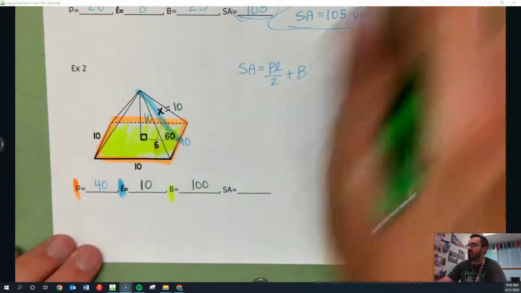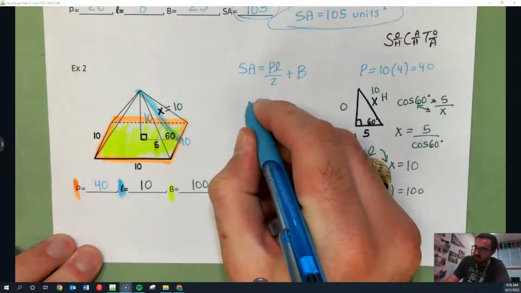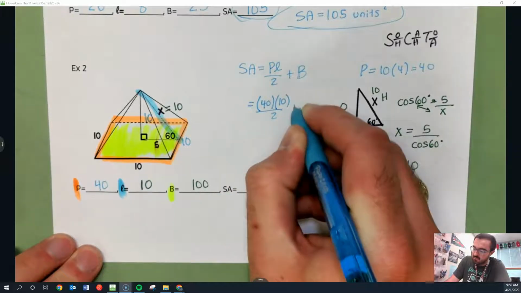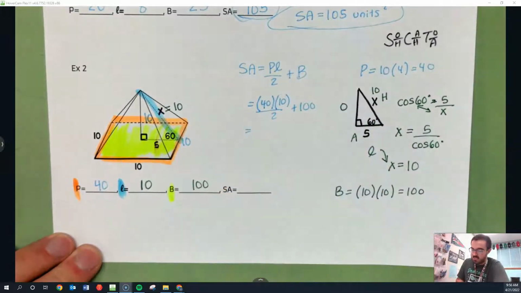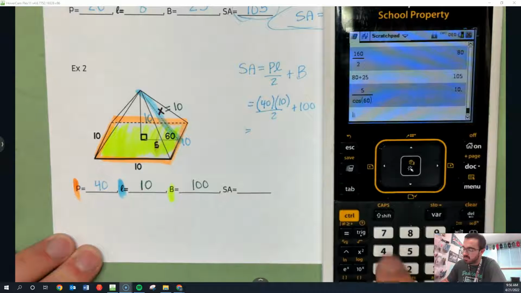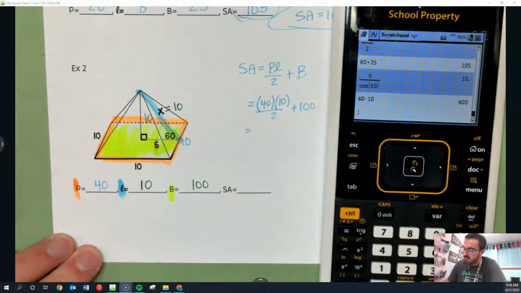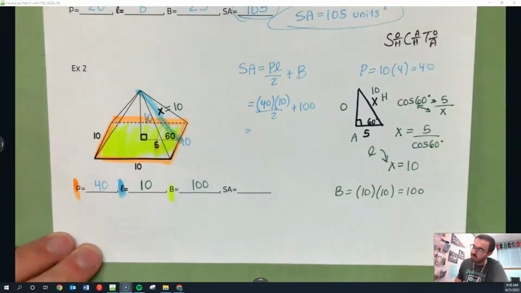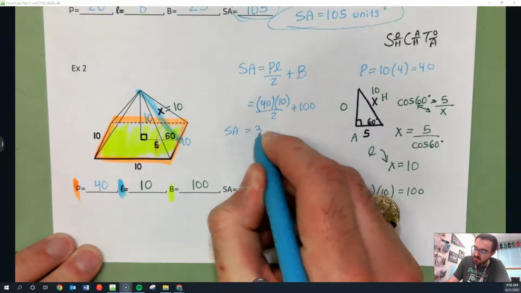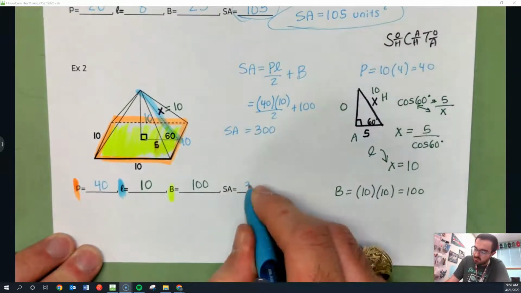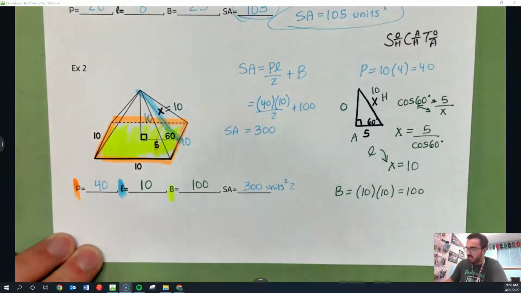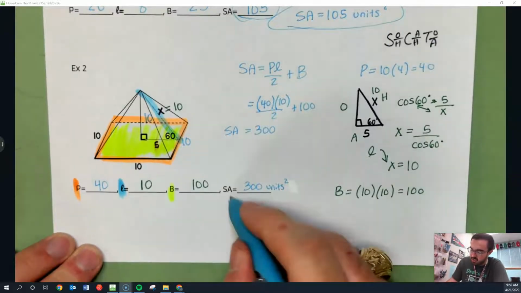Let's put it in our formula. So back to here, we've got perimeter is 40. Slant height is 10 divided by 2 plus 100. Let's see what happens. Okay, again, I like to go slowly, so 40 times 10 divided by 2, that's 200, and then plus 100, 300. You can do it differently, but you should get 300, so let's say 300 units squared. Whoops, squared is my answer here. Okay? Not too shabby.